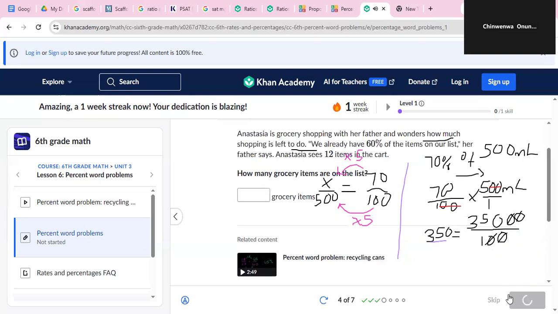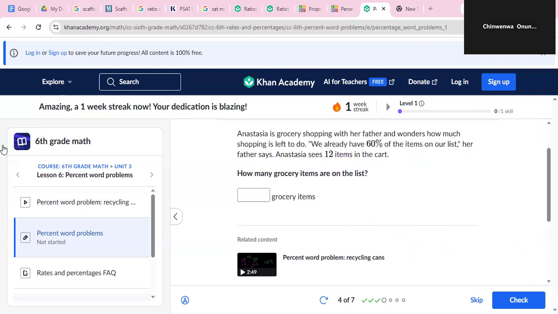And let's do a second question. Anastasia is grocery shopping for her father and wonders how much shopping is left to do. She already has 60% of the items on her list. Anastasia sees 12 items in the cart. How many grocery items are on her list?